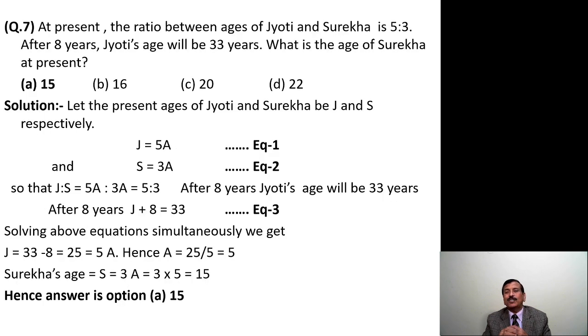The ratio of the ages of Jyoti and Rekha is 5:3. After 8 years, Jyoti's age will be 33. So we take their ratio as 5A to 3A. So Jyoti's age is 5A plus 8 is 33 years. So 5A will be 25. So A will be 5, and thus we get Rekha's age as 15.